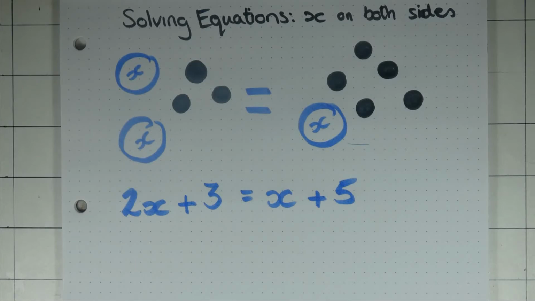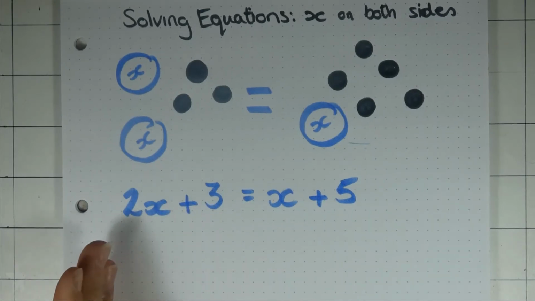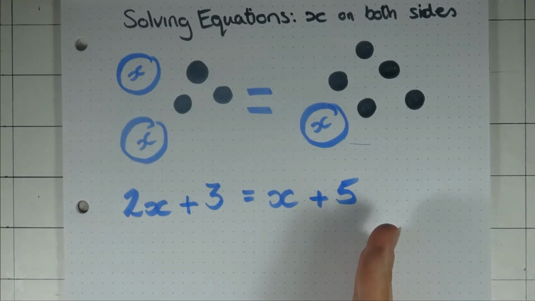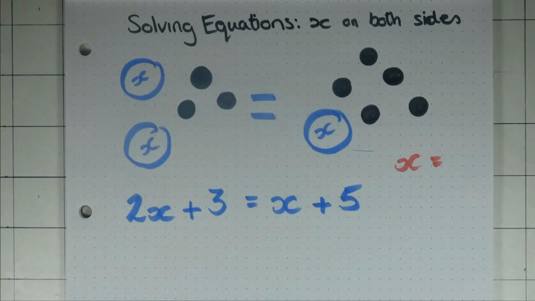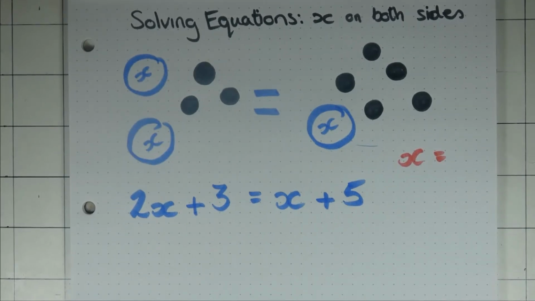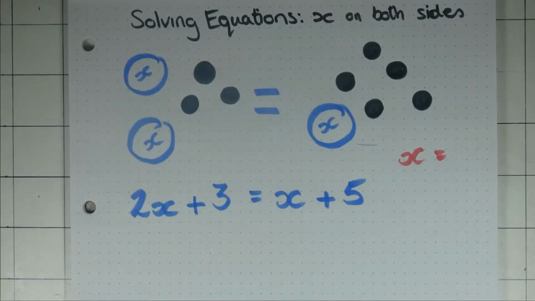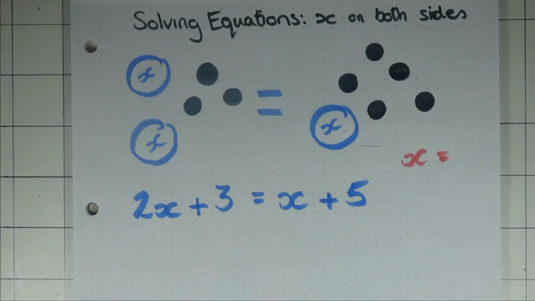But unlike previously, we now have an x on this side and we have an x on this side. And that makes it a little bit more confusing because we want our answer to just have x's on one side. Remember, we like all our answers to be x equals when we've solved that equation. So we're going to have to work out how can we end up with x on just one side. And there's a magic rule here. We are allowed to do to the x's the exact same things we're allowed to do to the numbers.